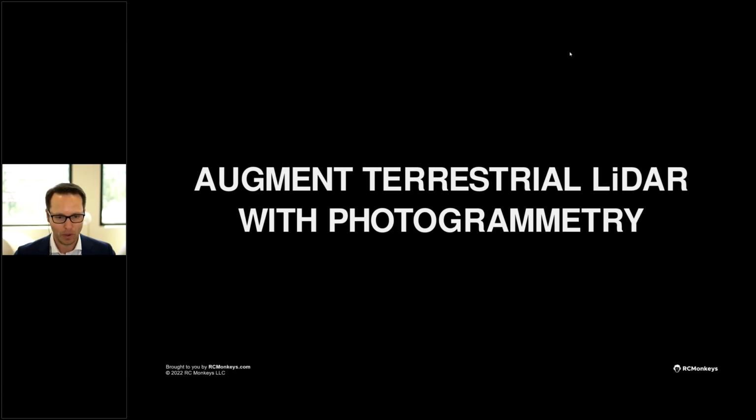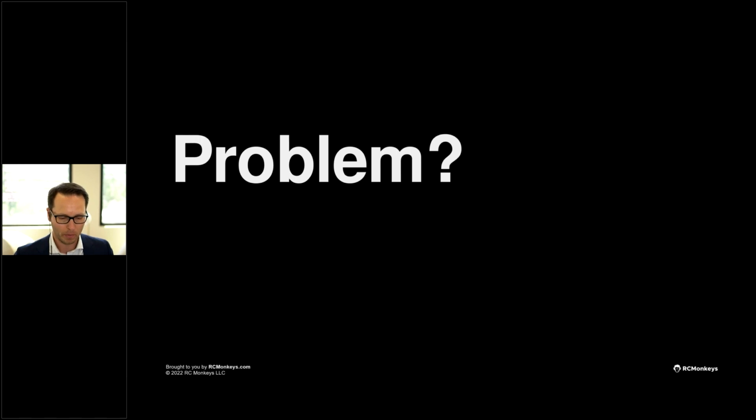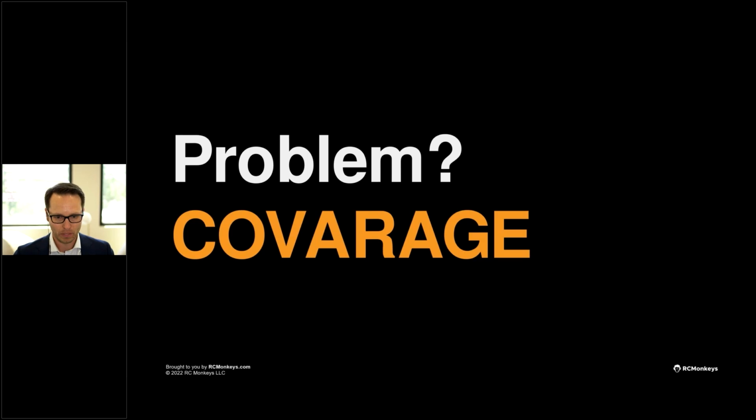So I want to give you a quick background on what I was trying to solve by implementing this process, or changing our process for certain types of buildings. So what was the problem that we were trying to solve? In most cases it was coverage, especially for exterior scans, trying to get to high elevation areas, roofs, eaves, window sills. Things like that were either too risky or we didn't have the equipment to do it.